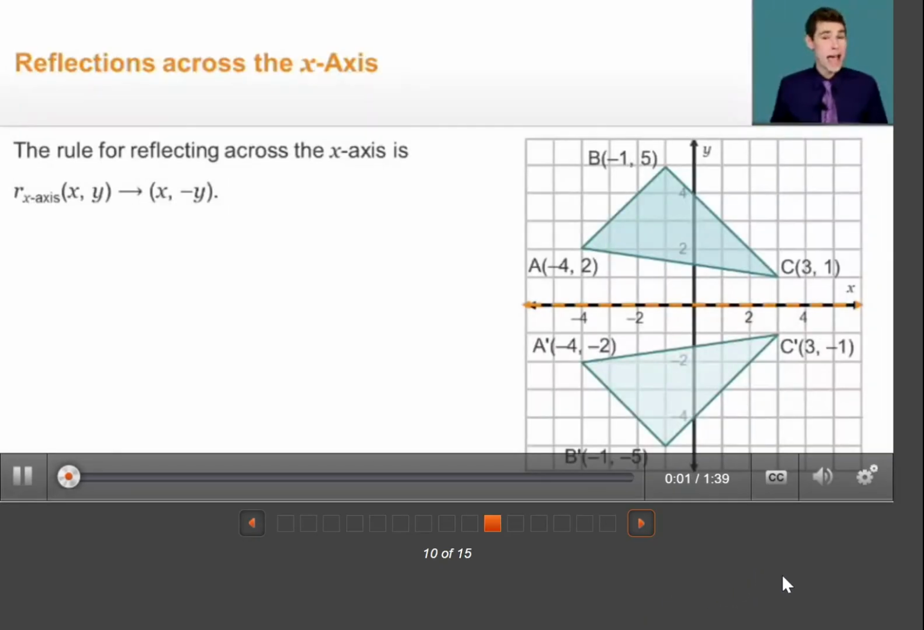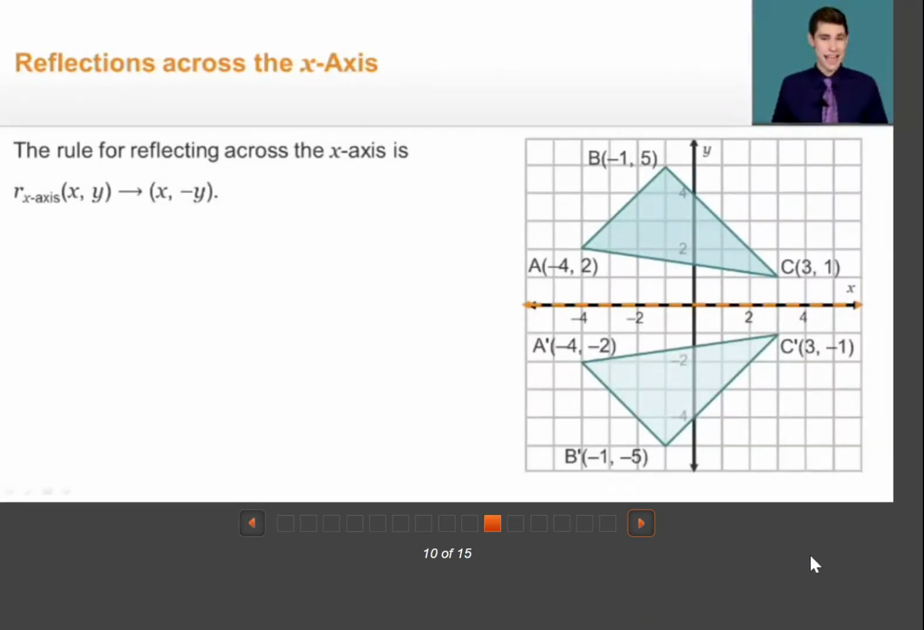You may have noticed a pattern when reflecting across the x-axis. In fact, there is a general rule you can follow anytime you reflect across the x-axis. The x-coordinate will remain the same, and the y-coordinate is negated. Let's take a look at this rule using transformation notation.